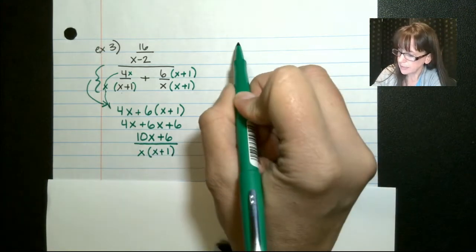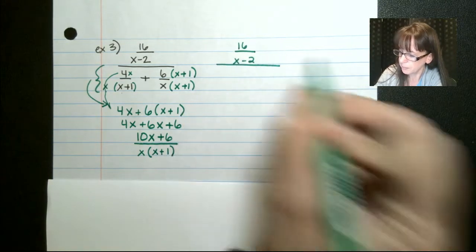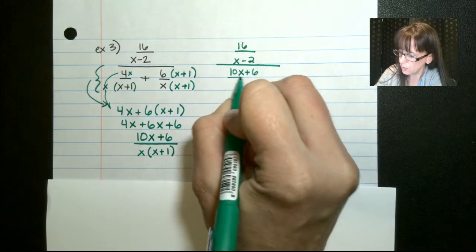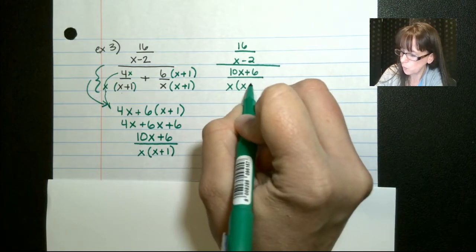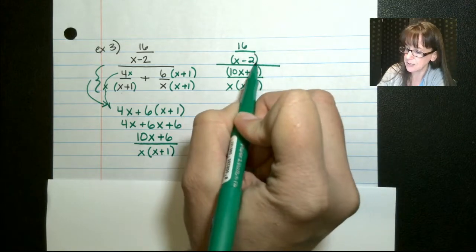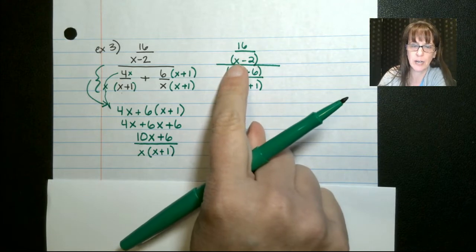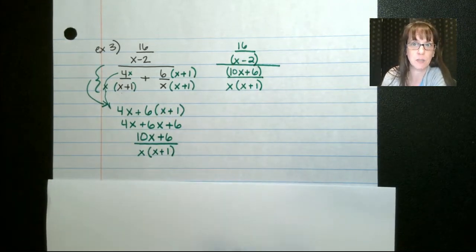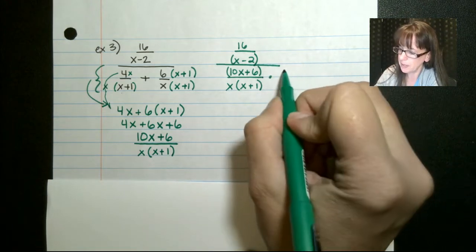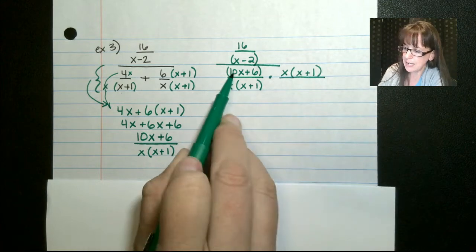So let's rewrite this. We have 16 over x minus 2 divided by 10x plus 6 over x times x plus 1. Now remember, protect your addition subtraction so you don't accidentally cancel something out. So previously I showed we would do 16 over x minus 2 divided by, and then we would multiply by the reciprocal. We're going to do the same, but we're going to do it this way. Multiply by x over x plus 1 over, now 10x plus 6.